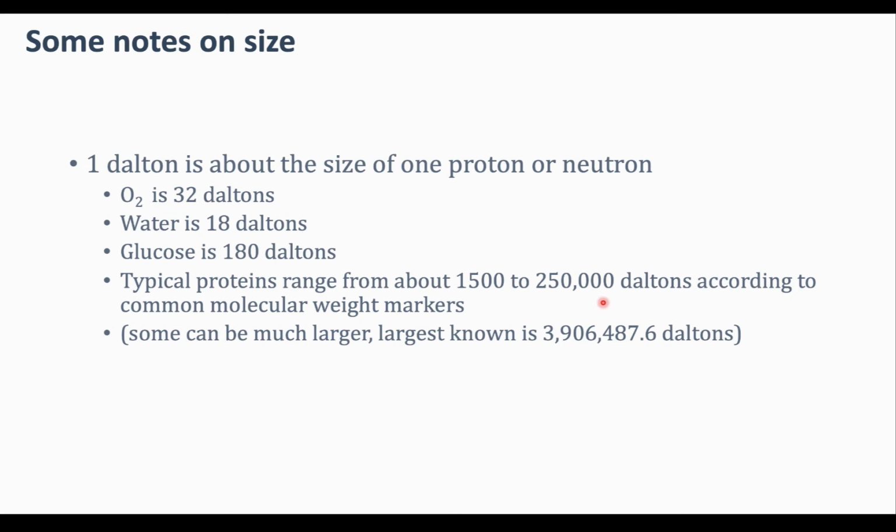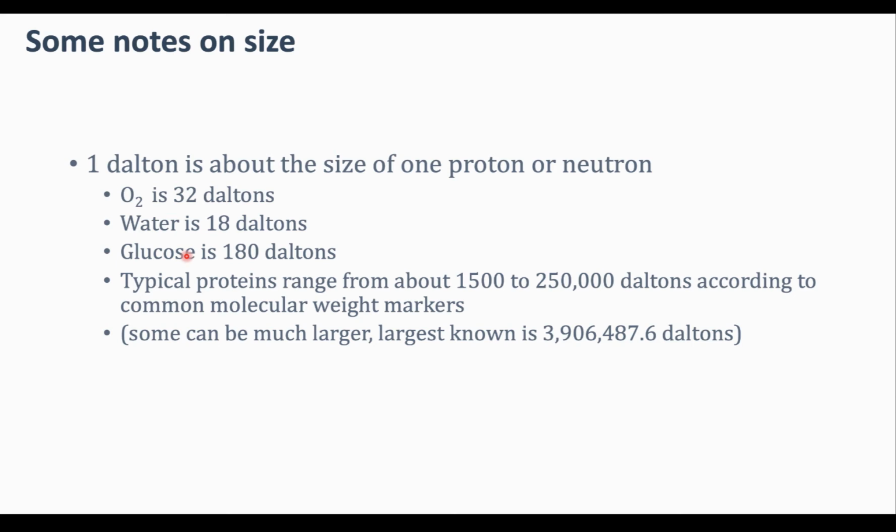And I found this number by looking for common molecular weight markers. But some can be much larger, close to 4 million Daltons. Only atoms and molecules of a small size are able to pass through the phospholipid bilayer. Glucose isn't necessarily a very large molecule, but it's too big to fit across the phospholipid bilayer. Proteins don't pass through the phospholipid bilayer.